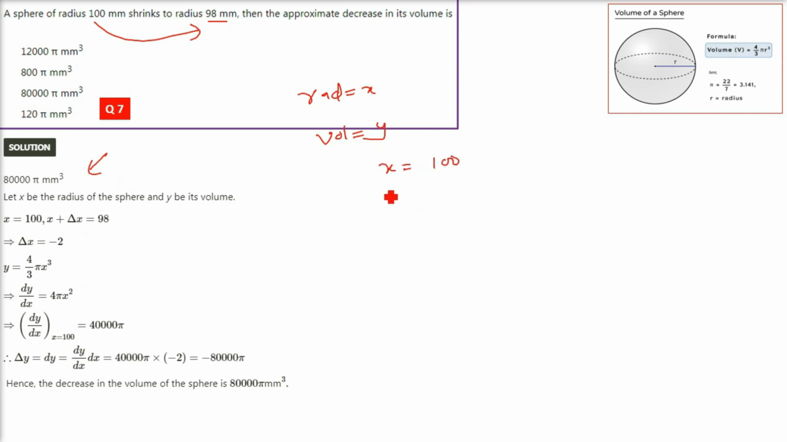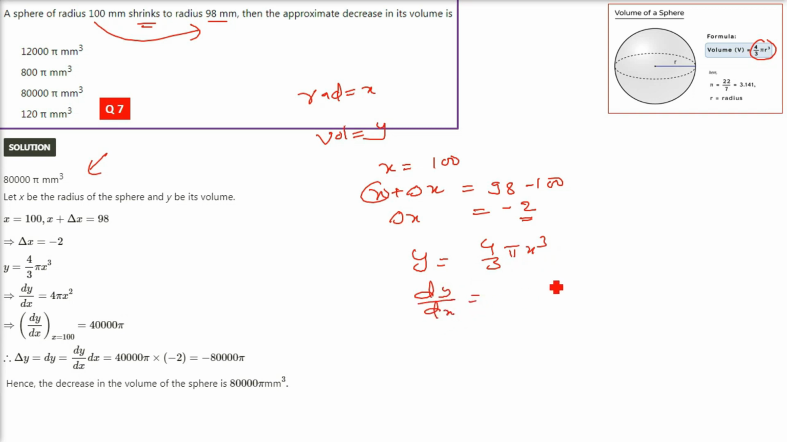x is 100. x plus delta x becomes 98 after shrinking. So we can find delta x from here: 98 minus 100 is -2. This is the decrement of shrinking. Then y will be taken as the volume, that is 4 by 3 pi r cube, and radius we have taken as x, so 4 by 3 pi x cube. dy by dx is the differentiation of this, 4 by 3 pi 3x square, the 3 gets cancelled. You have 4 pi x square.